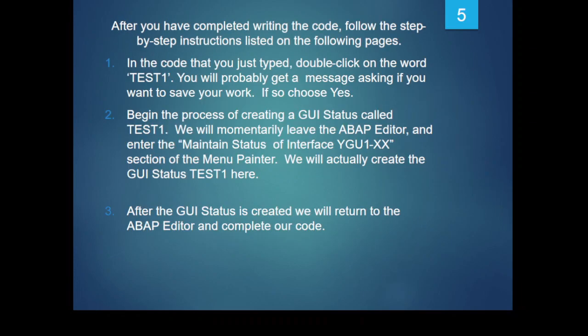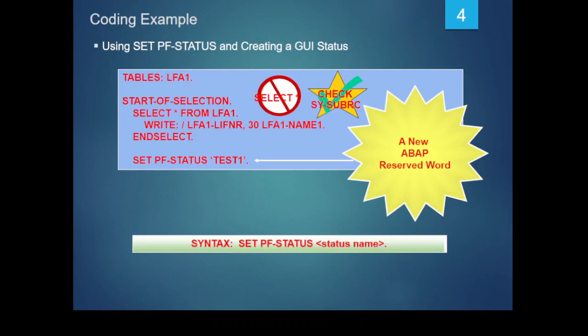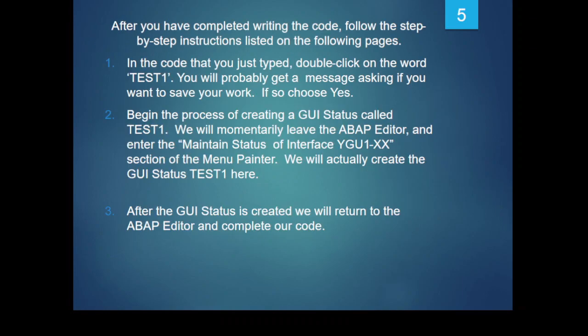After you have completed writing the code, follow the step by step instructions listed on the following pages. In the code that you have just typed, double click on the word TEST1. Here we see that TEST1 is the name we have written. We will double click on this name, and this leads to a message that you should save your work before going to the next option. So click yes.